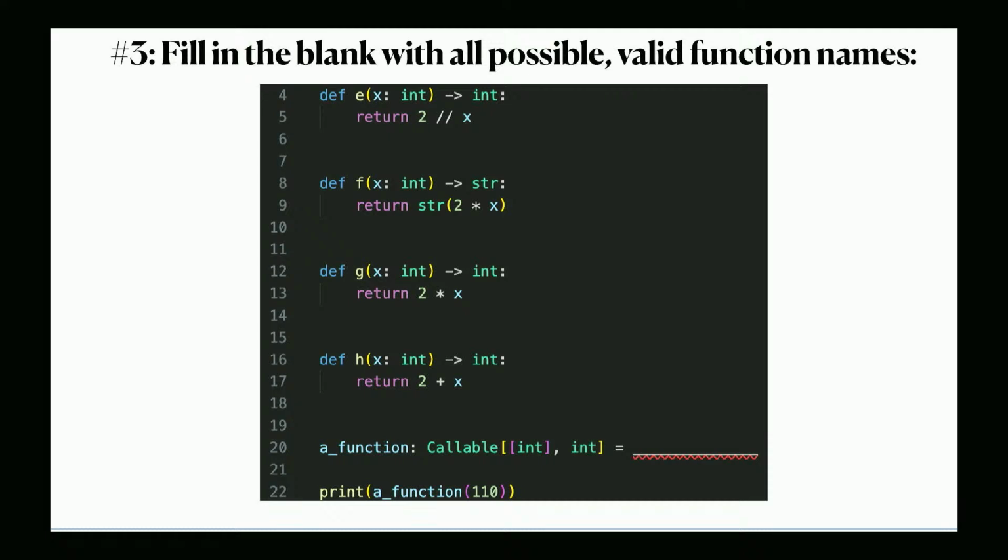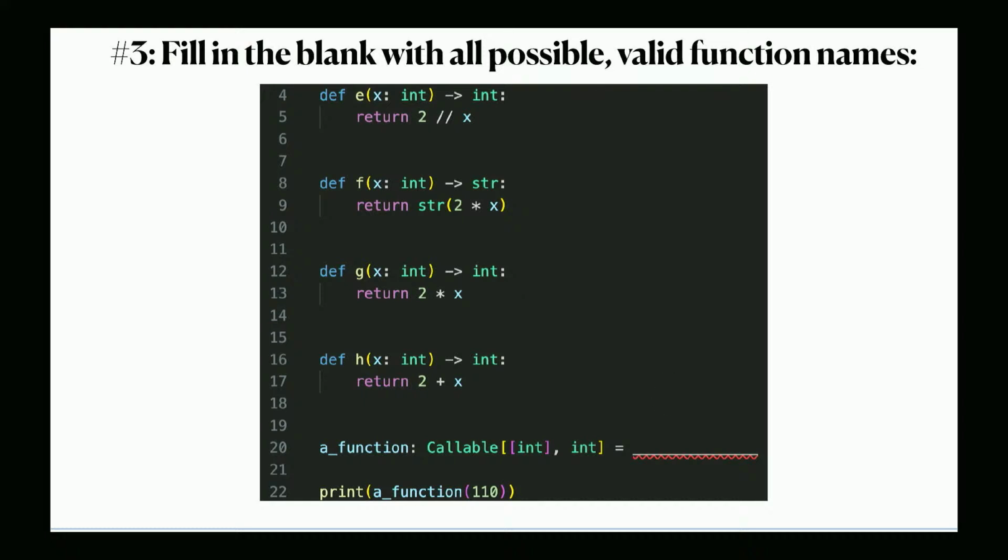All right, I didn't give the back right side of the room a chance to respond. Does someone want to respond with what are the possible valid variables or function names you could use here? Couldn't it be G, H, or E? G, H, or E? Yes, why? Because all of them have one int parameter and return an int. Exactly. So here we see that we can assign to the variable a function, which is defined as a type callable from one int parameter to an int return type. So all three of these functions would be possible here.